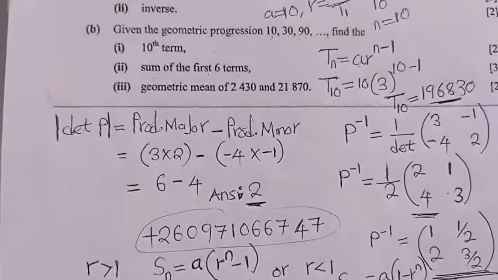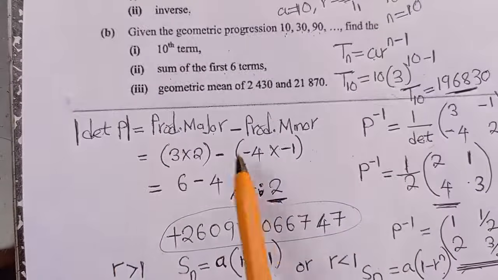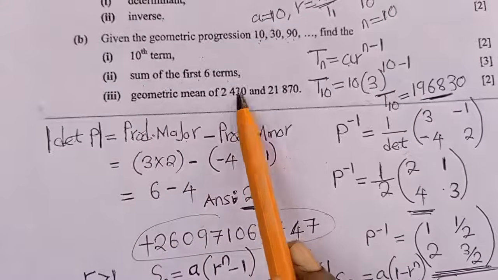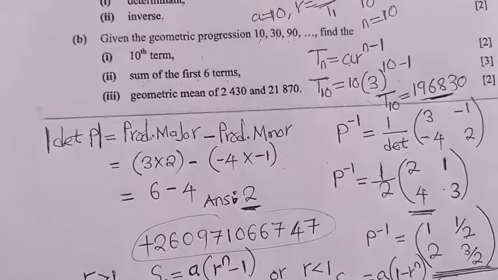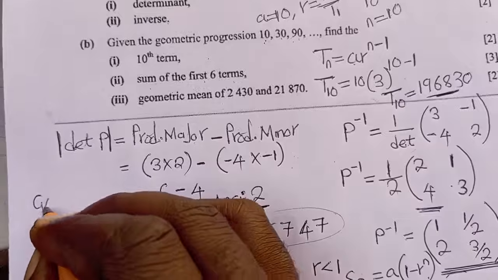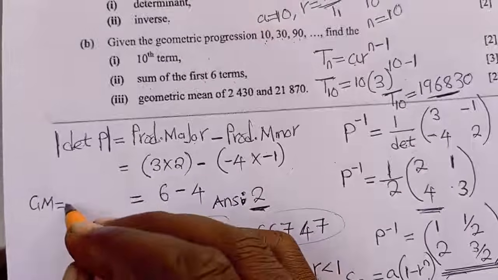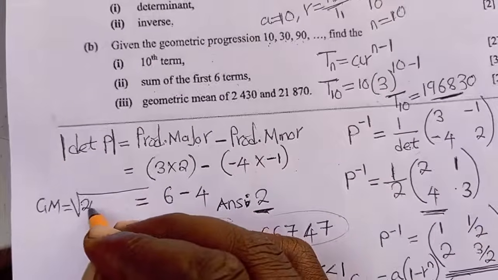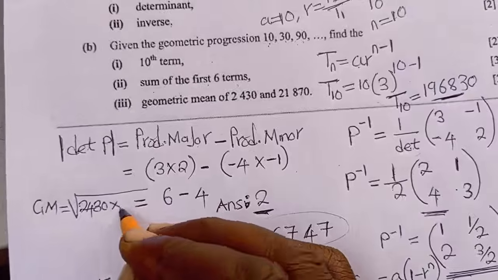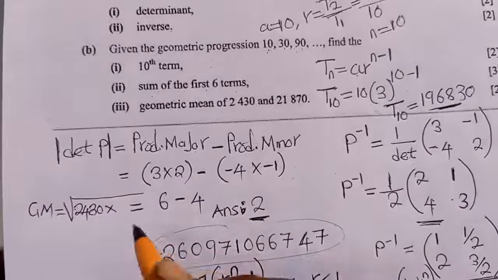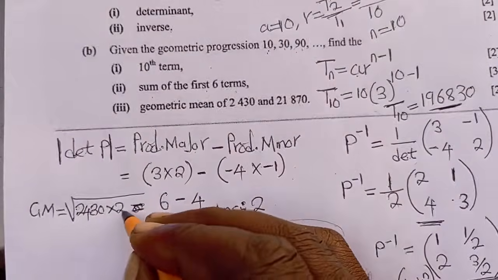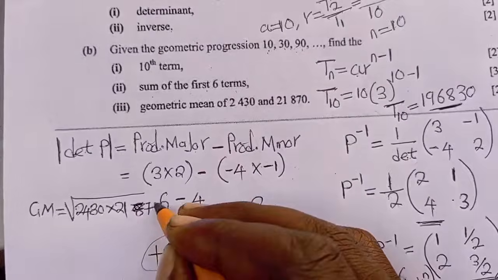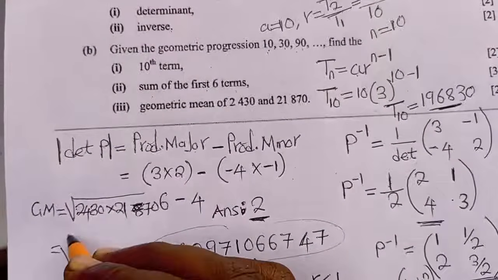We now go to the last question. The last question, I'll just write it here because it is simple. This question is asking for the geometric mean of these two numbers. How do we find the geometric mean? Whenever you are asked to find the geometric mean, you just find the square root of the numbers given. You multiply them. So that is 2430 multiplied by 21870.